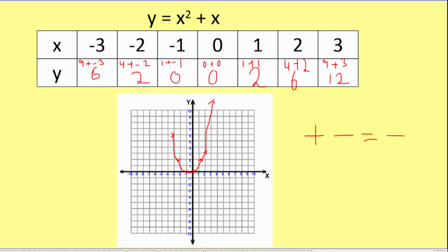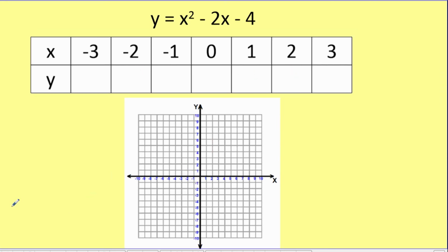Okay, moving on. So we've got x squared minus 2x minus 4. This one's going to be fun. So 0 squared, 0. Minus 2 times 0. That's what that means. That means 2 times whatever the number is. So 2 times 0, which again is 0. And then take away 4, which is going to give us minus 4.